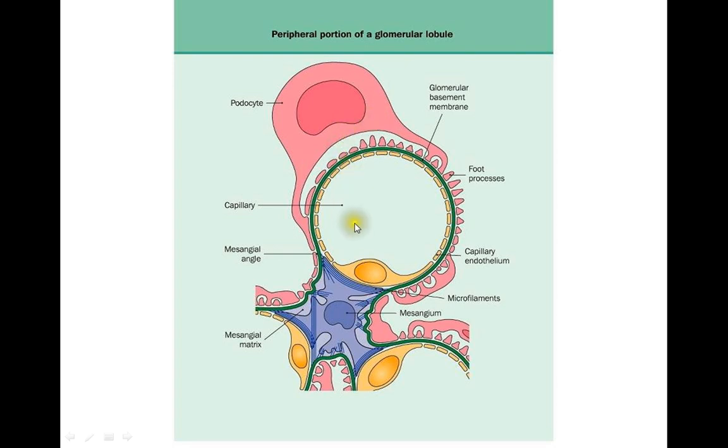So filtration barrier, this is called as filtration barrier, is consisted of 3 different layers: endothelium, glomerular basement membrane, and podocyte, foot processes of podocyte. We will go back to it later.